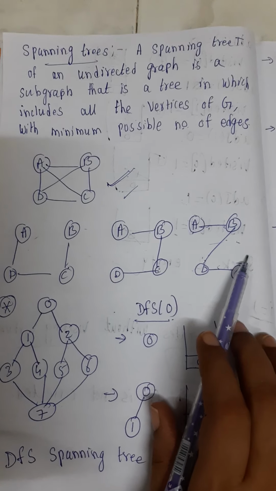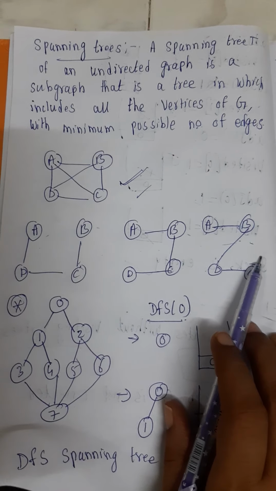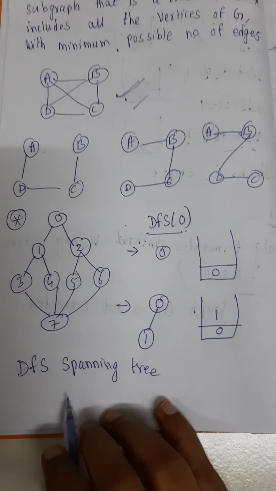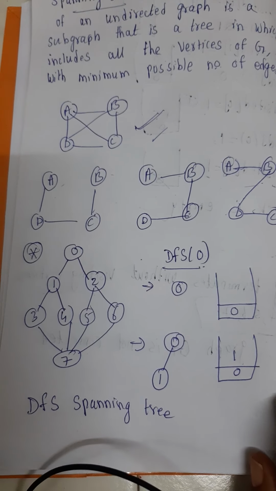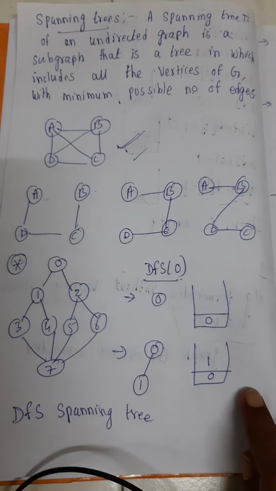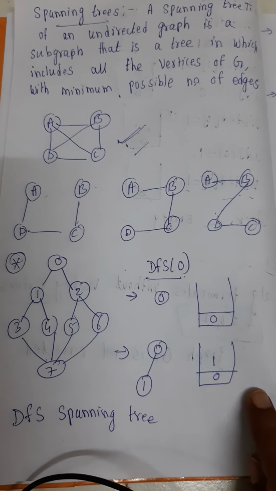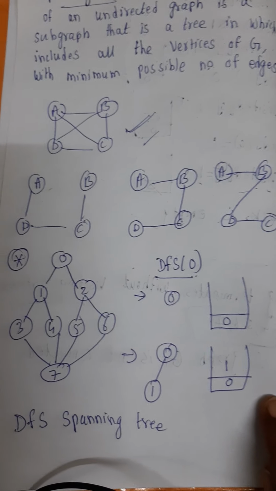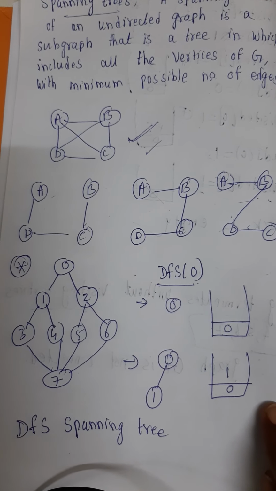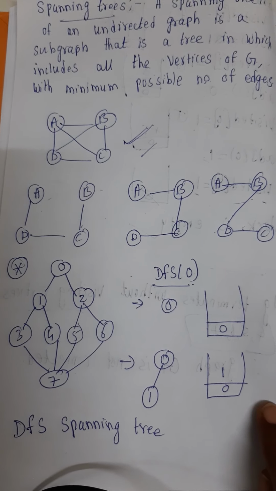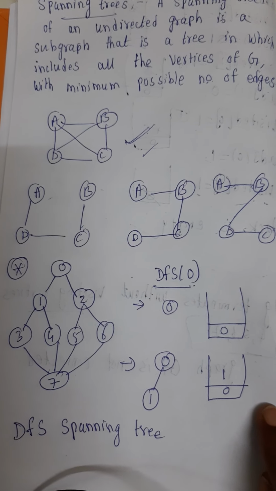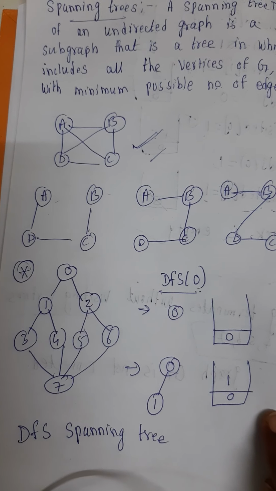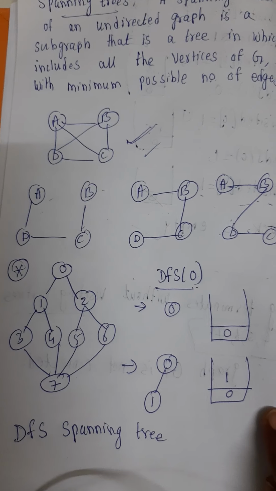Now here we have 2 types of spanning tree. One is the depth first search spanning tree, the DFS spanning tree, and another is the BFS spanning tree. The algorithm is the same for the DFS spanning tree and the BFS spanning tree. Already we know that for DFS you will be considering the stack, and for BFS you will be considering the queue. So now I will show you how to draw the spanning tree using the DFS algorithm.